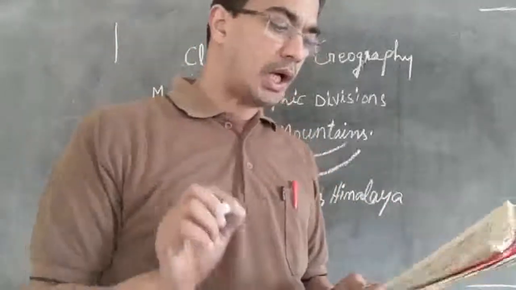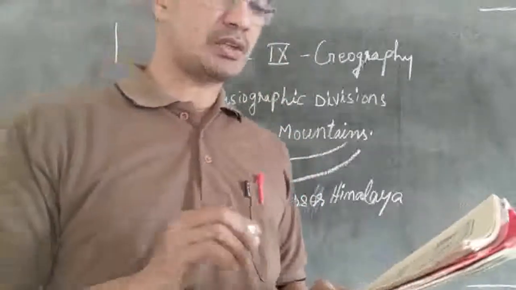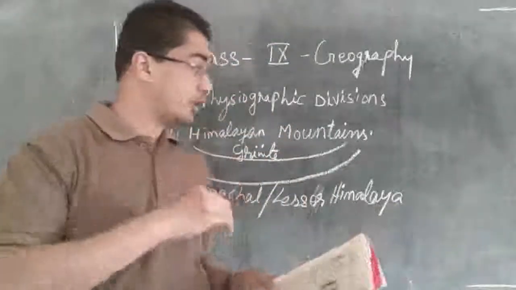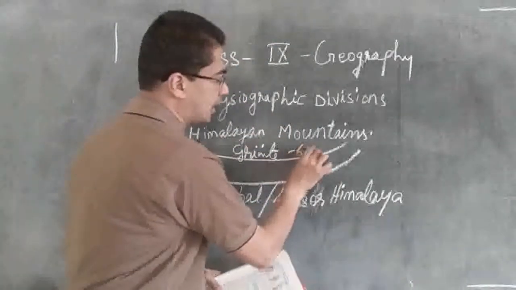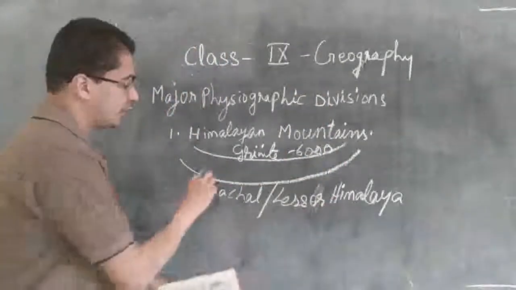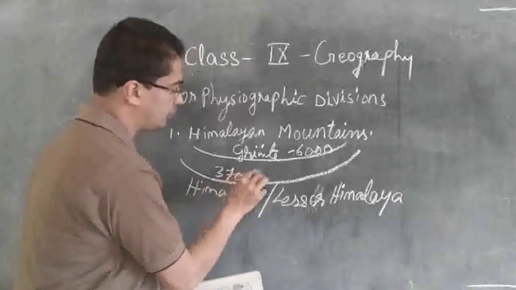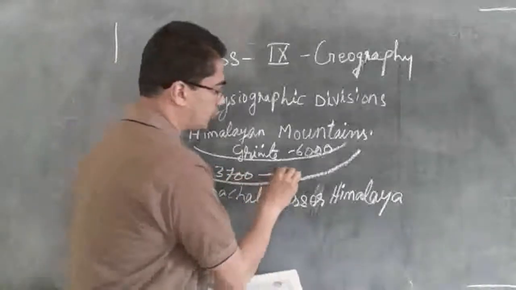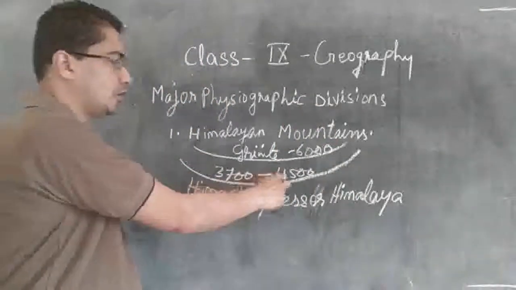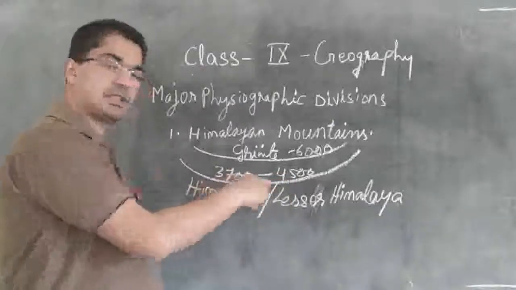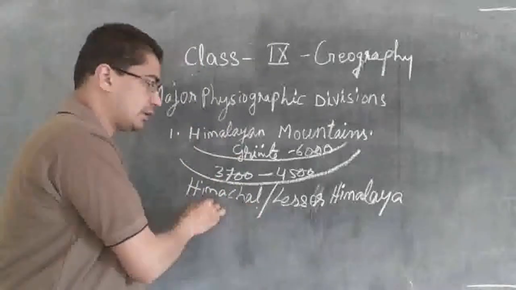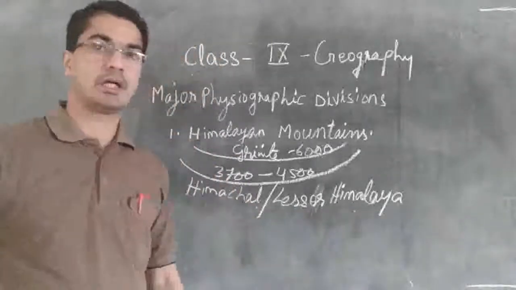Then the altitude varies between 3,700 to 4,500. Earlier we said the average height here was 6,000. But here in some places it is 3,700 and in some places it is 4,500. So the highest will be 4,500 and the lowest is 3,700. This is the height of this second range, called Himachal or Lesser Himalaya.